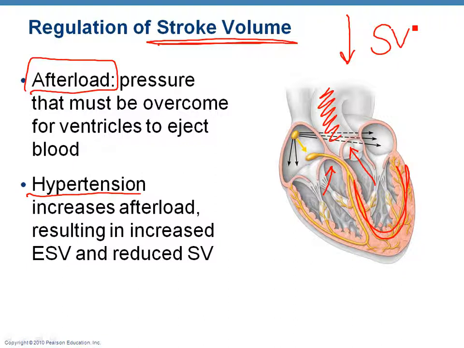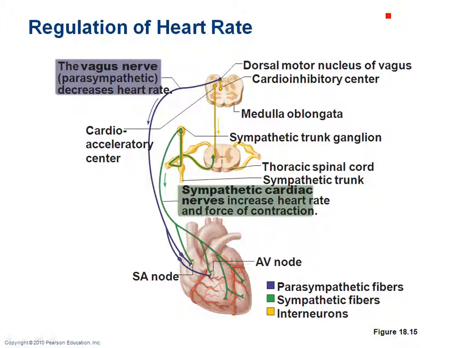So in contrast to the other two, greater preload leads to an increase in stroke volume. Greater contractility of the muscle cells in the ventricles leads to an increase in stroke volume. An increase in afterload, though, leads to a decrease in stroke volume. So those are the three things that generally control stroke volume.